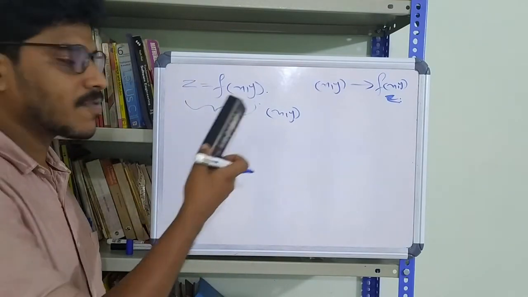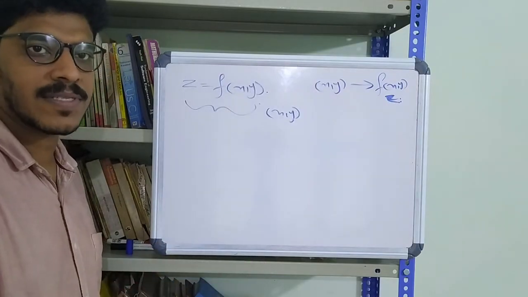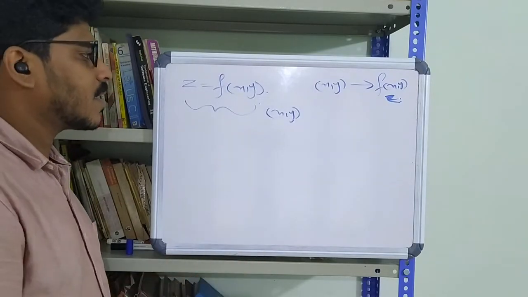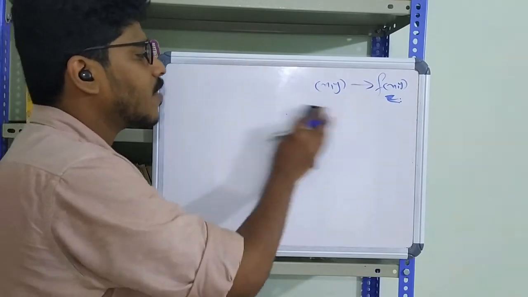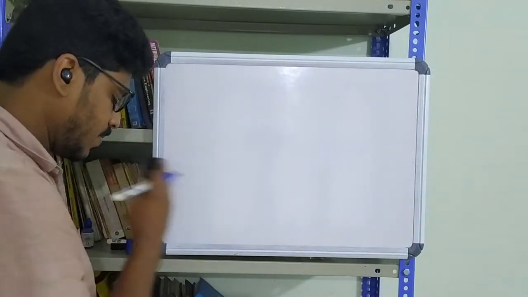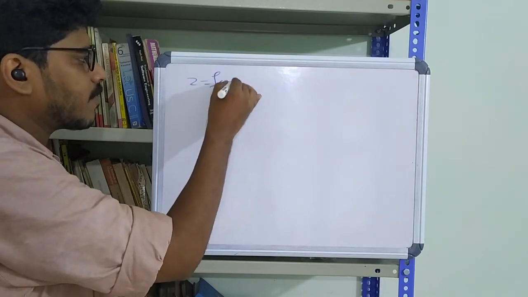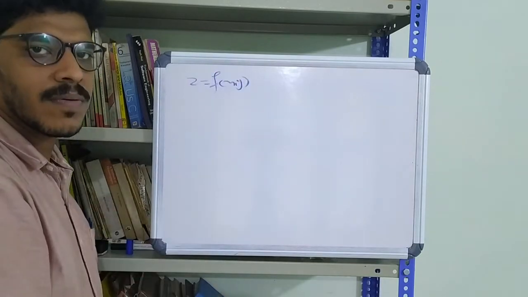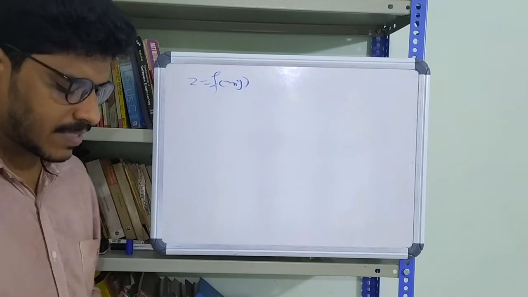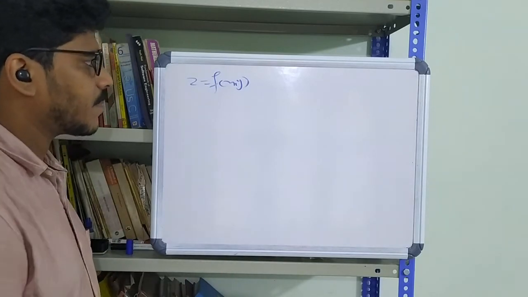There can be functions of 3 or 4 or any number of variables. We'll see some of them in due course. So for now, let's consider a function of two variables, say z equal to f of x, y. We have two independent variables and one dependent variable.